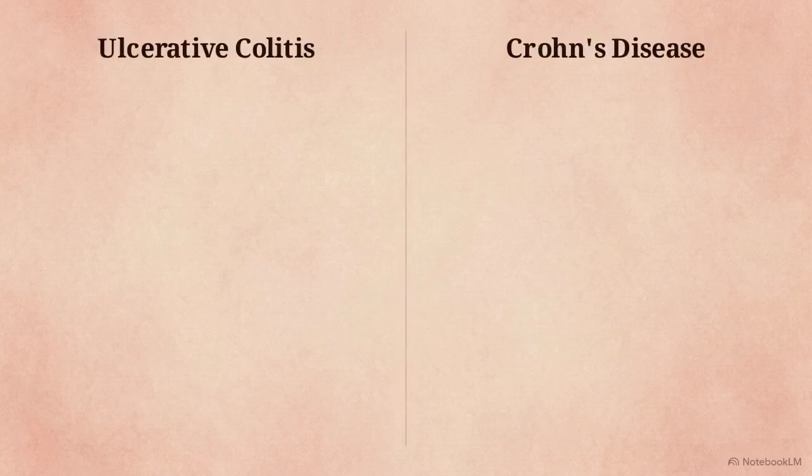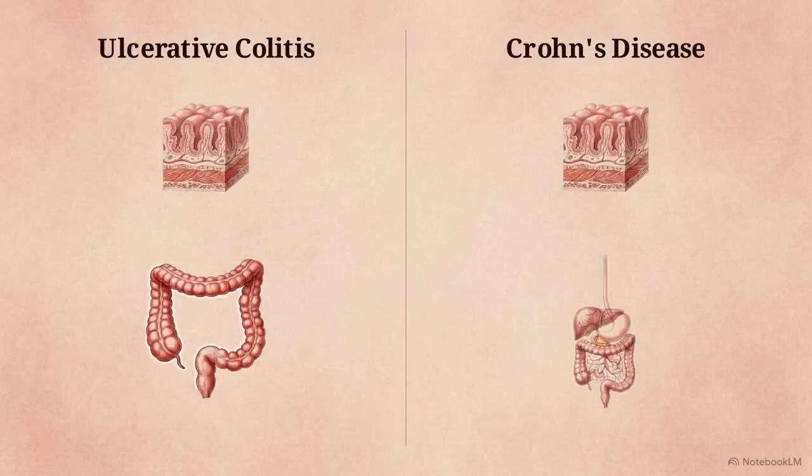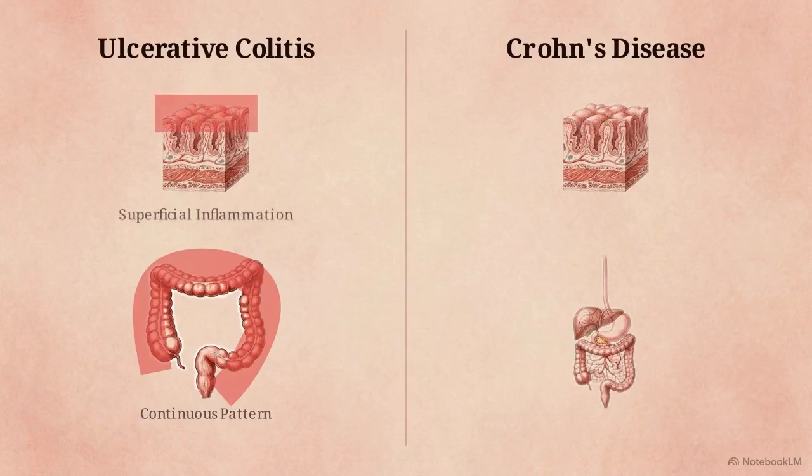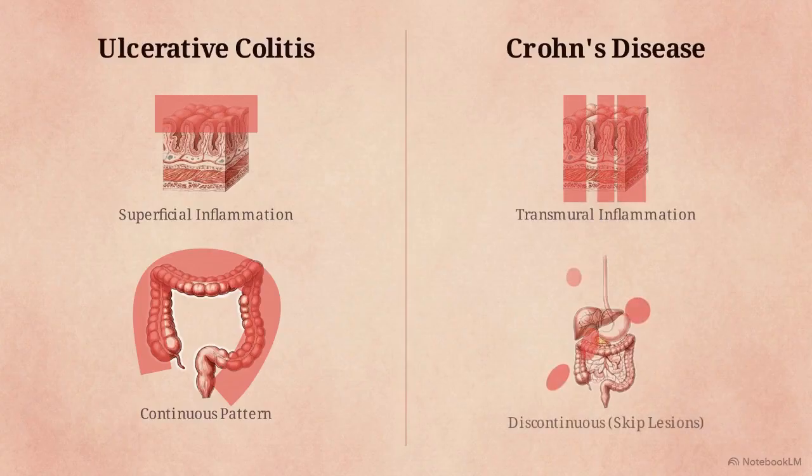This cross-section illustrates the core anatomical axiom. On the left, ulcerative colitis is a continuous disease strictly confined to the colon's superficial mucosal layer. On the right, Crohn's disease is a transmural, full-thickness disease, striking discontinuously anywhere in the digestive tract.